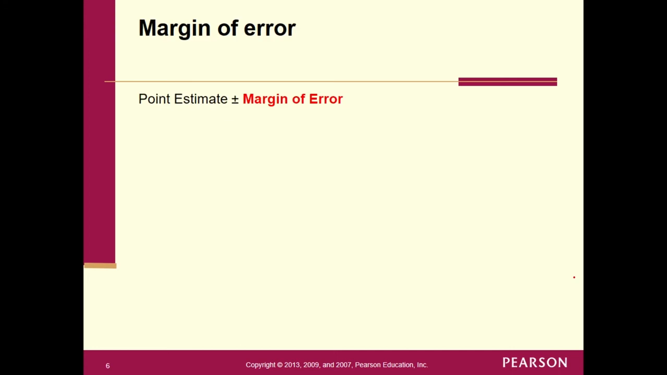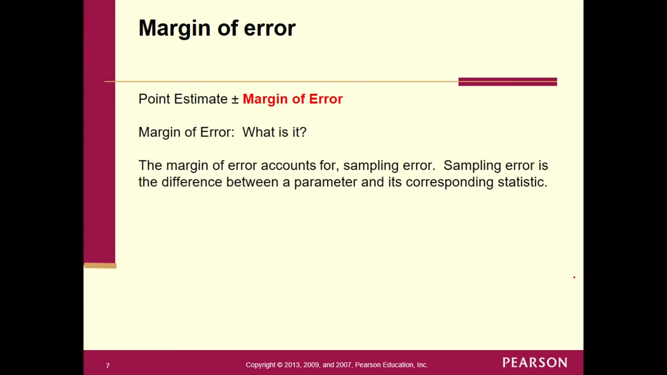So let's think about the margin of error a little bit. The margin of error, what is it? The margin of error accounts for what's called sampling error. Sampling error is kind of a bad term, along with the margin of error, because error sounds like a mistake was made. No mistake was made. Sampling error just happens by chance. And what is sampling error? Sampling error is the difference between a parameter and its corresponding statistic, and it just happens by chance.